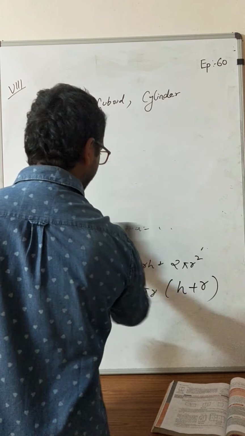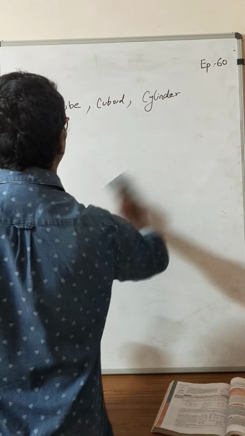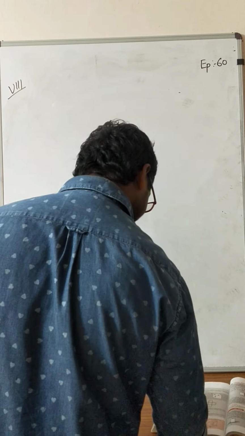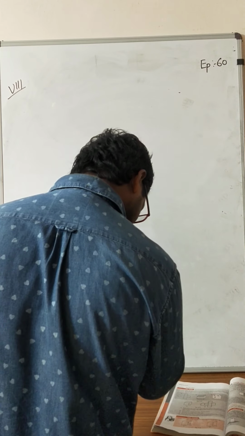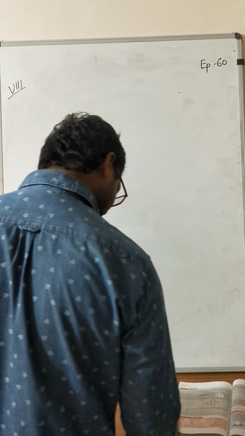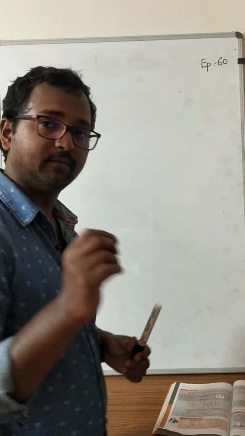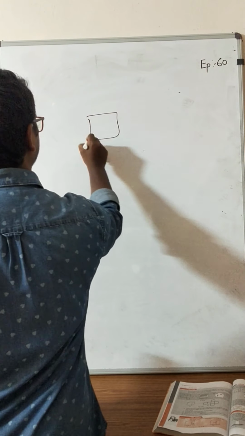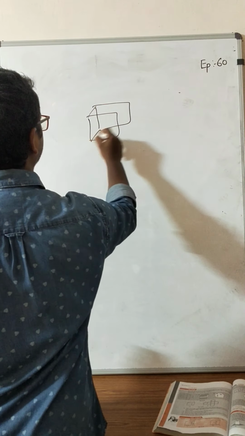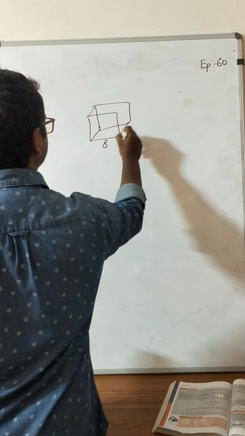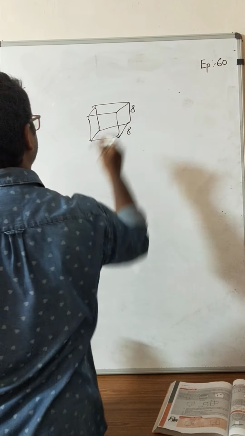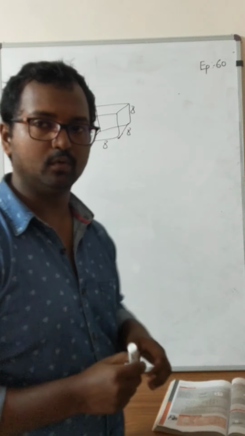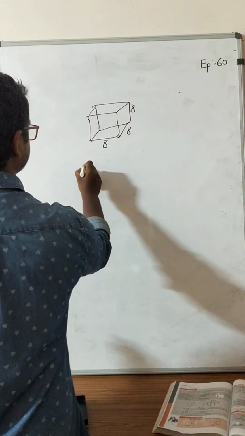Now let's do some example questions. Let us start with page number 182. Try this question. In this, a cube is given like this. This is 8, this is 8 and this is 8. So in this we have to find the surface area of the cube. Surface area of a cube is like the total surface area.